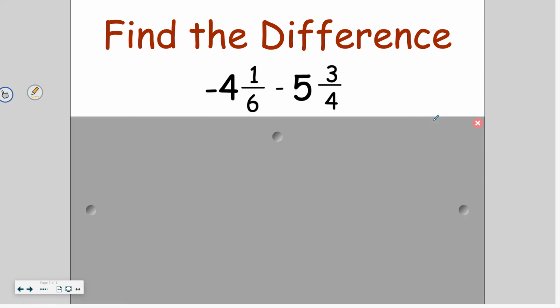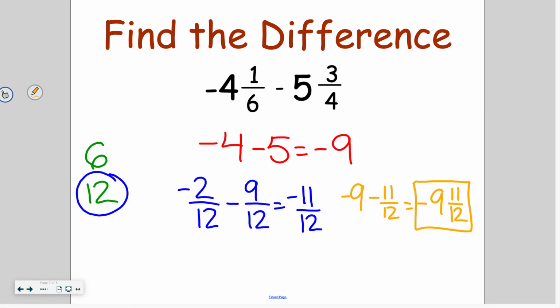Go ahead and try this one on your own. Dealing with our whole numbers, we have negative 4 minus 5 is equal to negative 9. Looking at our two denominators, 6 is the bigger number. 6 times 1 can't divide by 4. 6 times 2 is 12. That can be divided by 4.